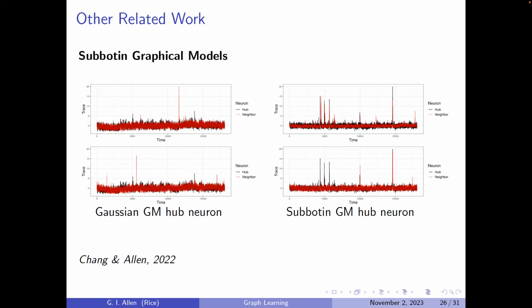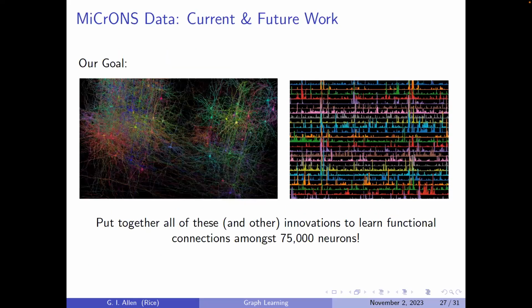The first one is Sabán graphical models, which are like a generalized normal. They're really closely related to a Gaussian graphical model. They're a form of exponential family graphical model, and they focus on modeling the extremes. And so this is a really good way to align the spikes. And we also just do some very basic nonparanormal copula transforms, which in practice work pretty well for this data. So again, our goal is to take each of these innovations and eventually put them together to estimate the full best estimate of the functional connectivity amongst the 75,000 neurons that we can get.